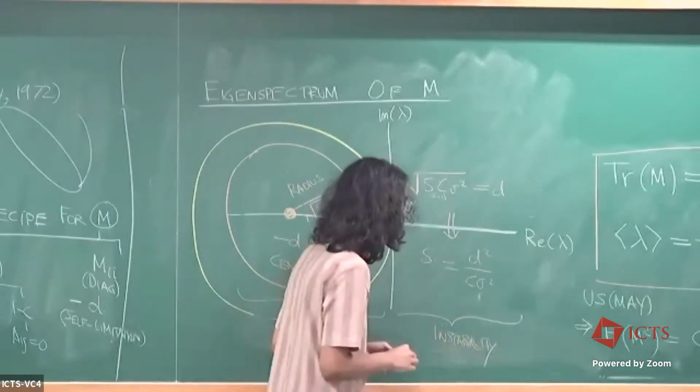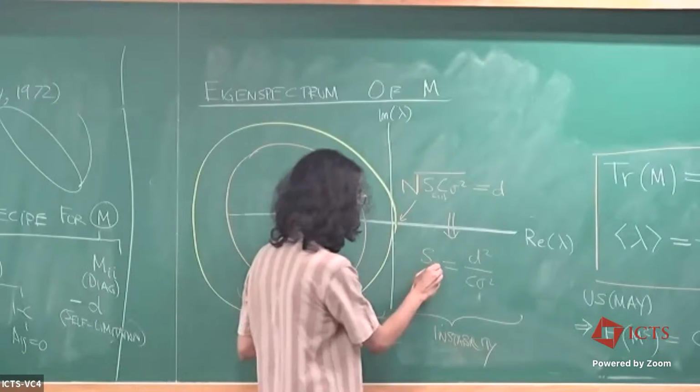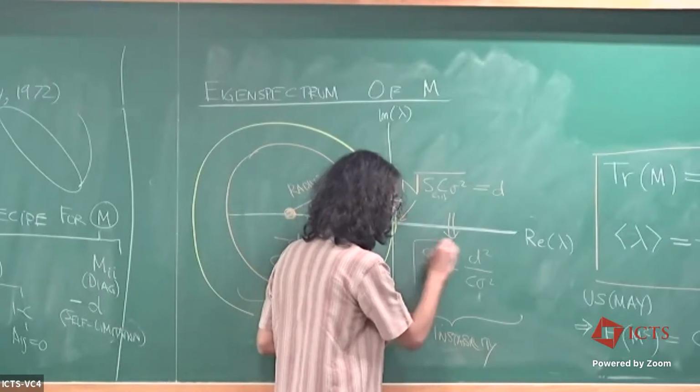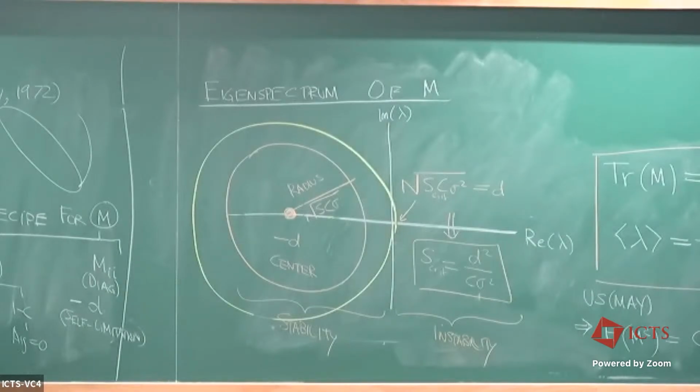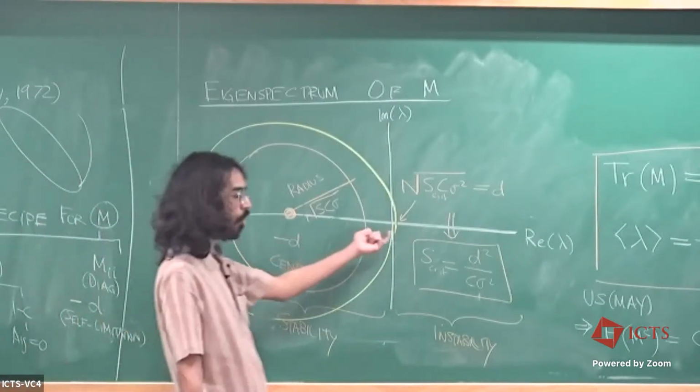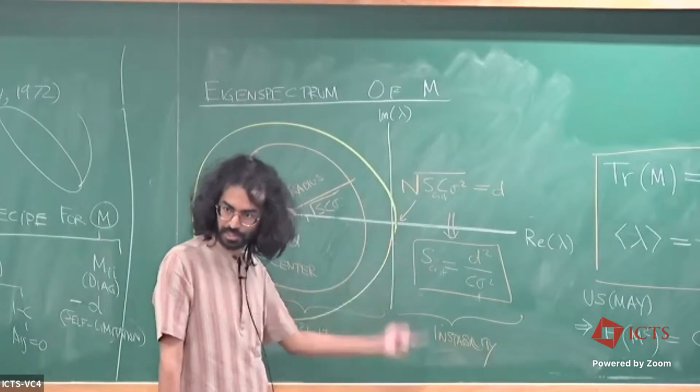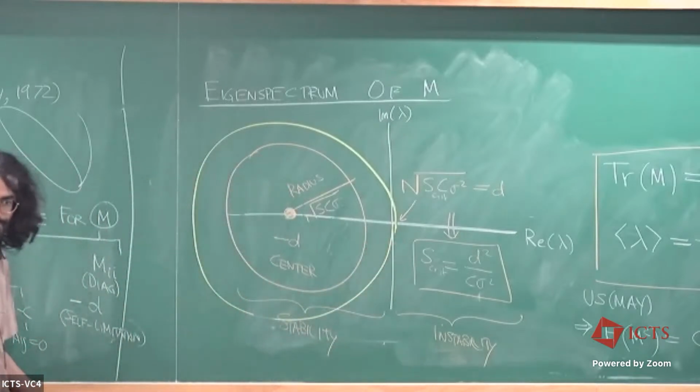S critical, right? So there's a critical number of species that you add, after which if you add more, the system generically becomes unstable.